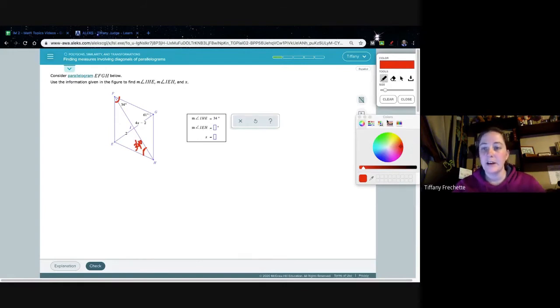So the next one, I want IEH. So I want this one. So now I can do alternate interior angles again. So I can come over here and I have 61 on this side. I'm going to jump to the other side and slide all the way down. Well, this must be 61 degrees.